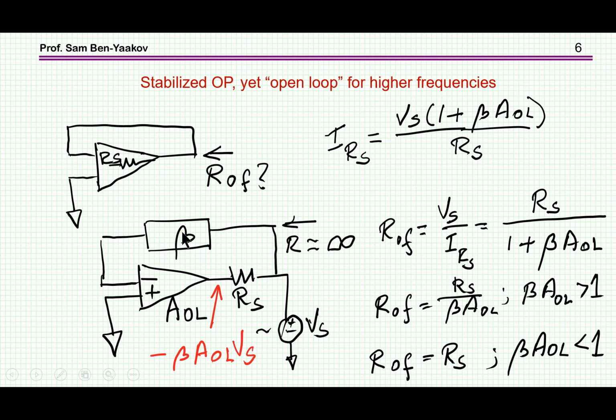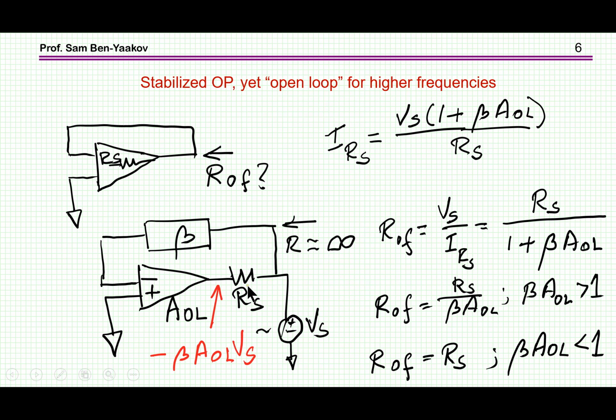This is the general case in which I have some network in between, so the loop gain is beta A. Okay, this is the loop gain. Now if I look here at the output, theory tells us that the resistance that I'll see will be Rs over 1 plus beta A open loop.